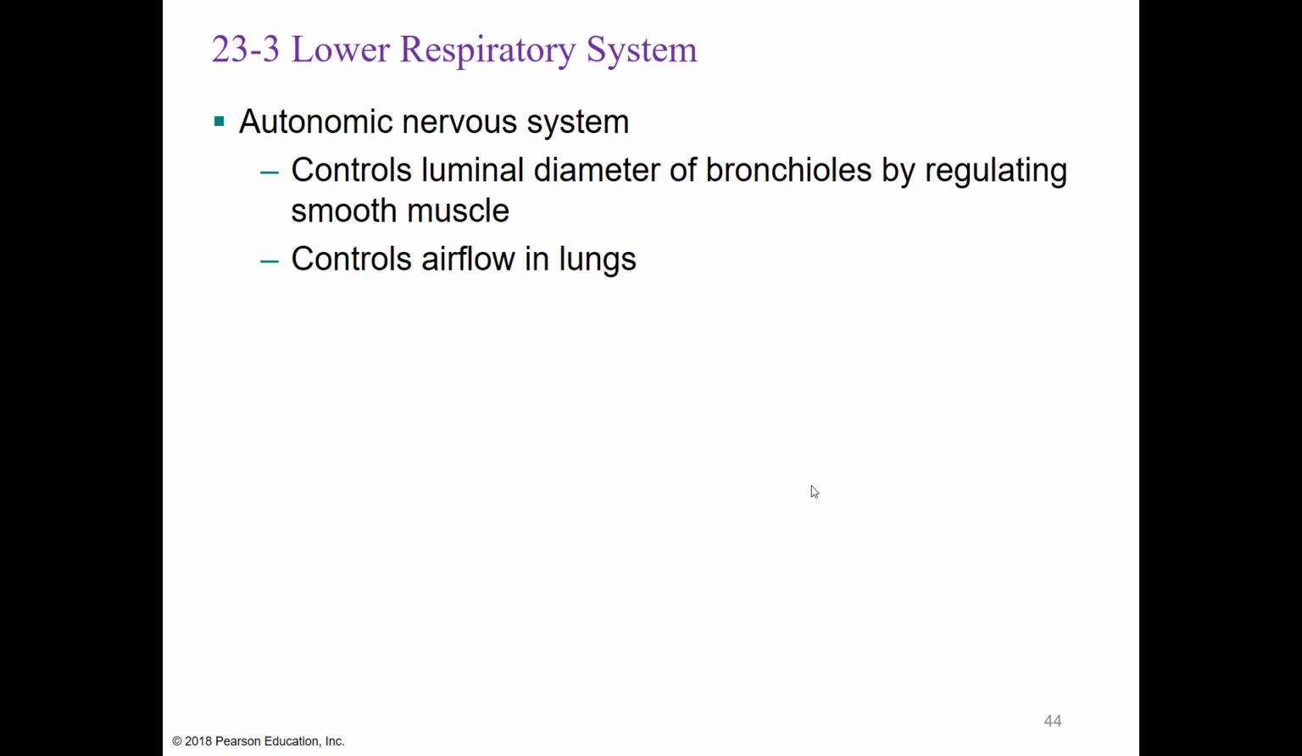And if we remember the autonomic nervous system, or ANS, this is the one that houses the sympathetic and parasympathetic nervous system. We talked about how sympathetic is fight or flight, and parasympathetic is rest and digest. So the autonomic nervous system can also control your respiratory rate. It can control the diameter of the bronchioles by regulating smooth muscle, and controls the airflow in the lungs as well.